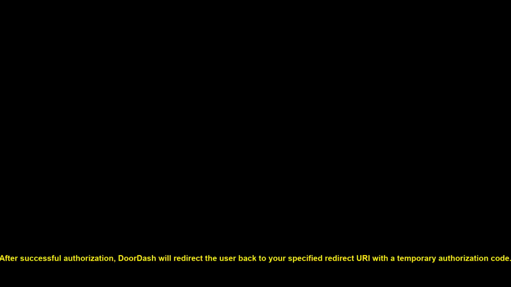To initiate the OAuth flow, redirect users to the authorization URL provided by DoorDash. Users will log in and authorize your app to access their information. After successful authorization, DoorDash will redirect the user back to your specified redirect URI with a temporary authorization code. Capture this authorization code from the redirect URI.